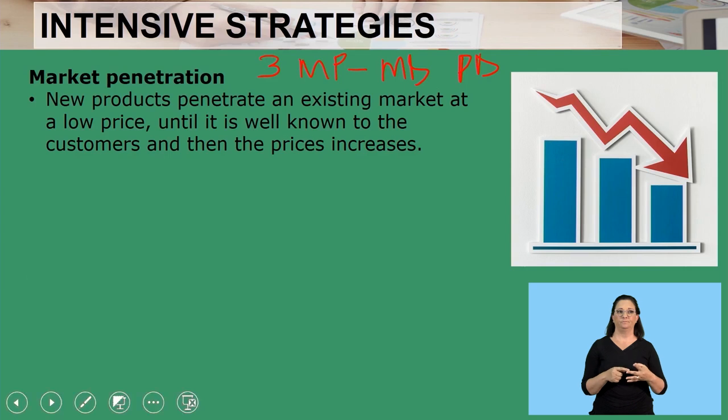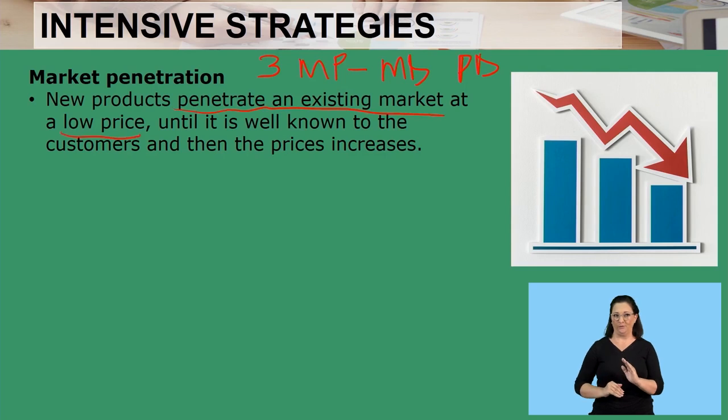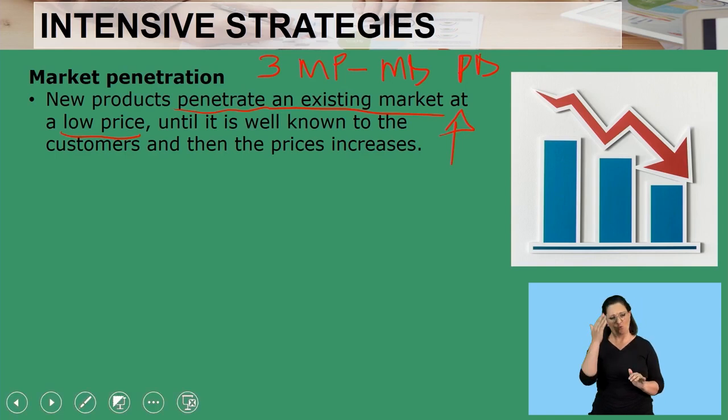Right, we've got market penetration. So here, what does it mean? It means new products penetrate or enter an existing market at a low price until it is well known to the customers, and then the prices increase. We know that when new products are entering the market, they're normally at lower prices, but as soon as they are well known, the prices go back to their normal price. So that is market penetration. And how can we do that? By offering maybe sales. We can say buy two for the price of one, something like that.